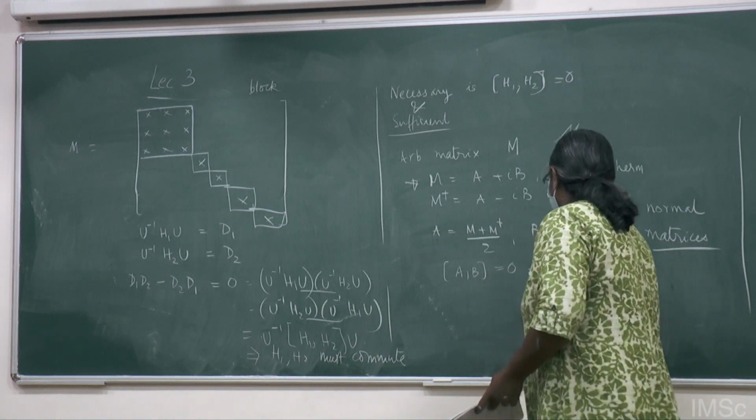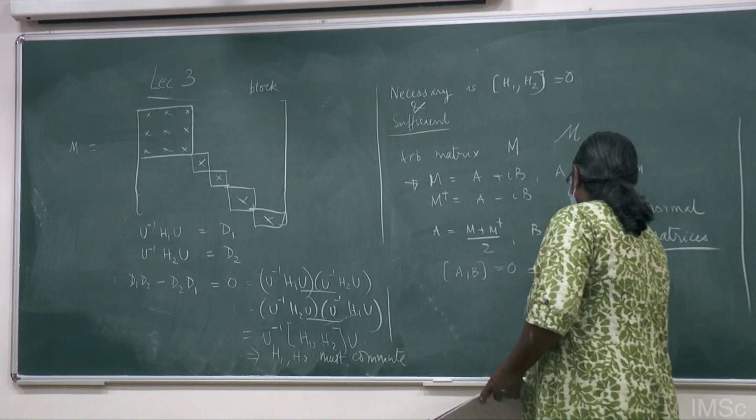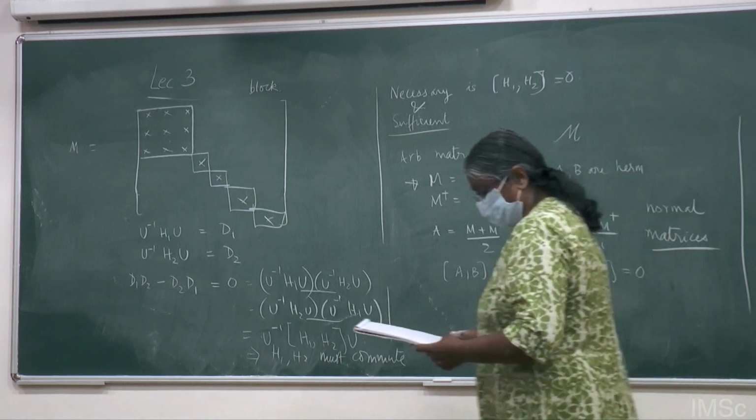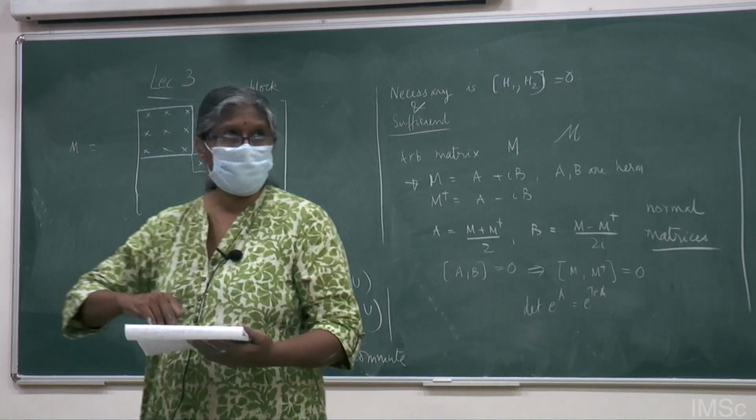the determinant of any matrix is e to the power of the trace of its logarithm. Maybe you can try this. Okay, so I think I should stop here.